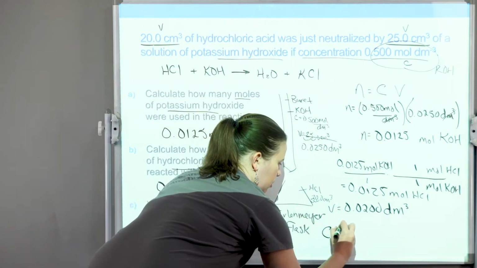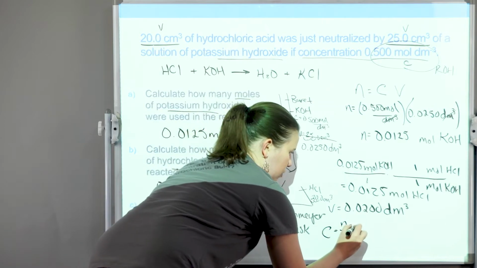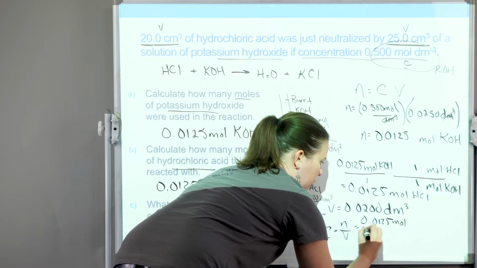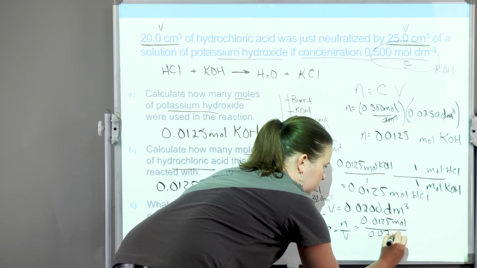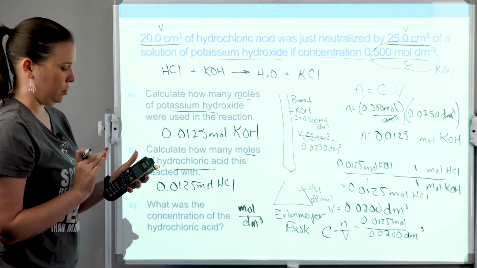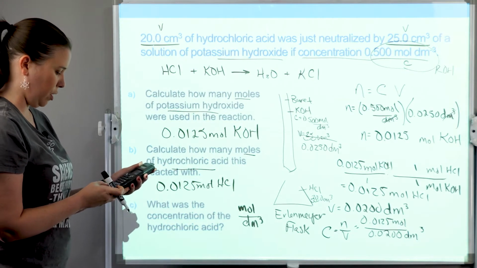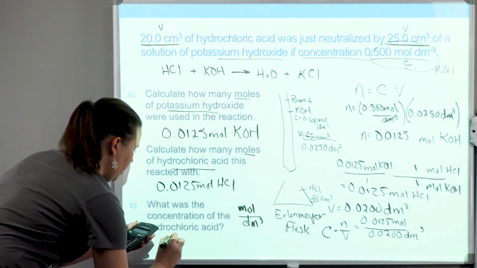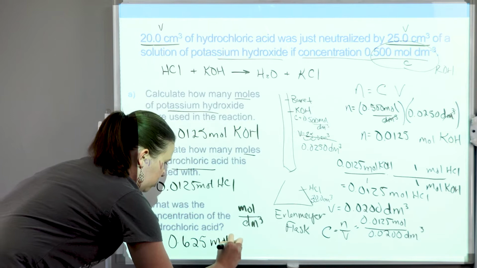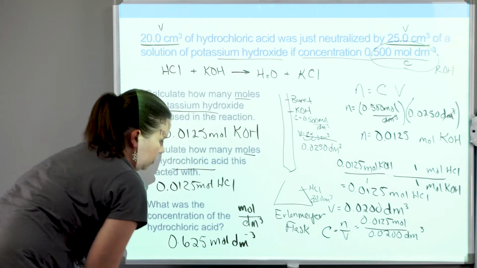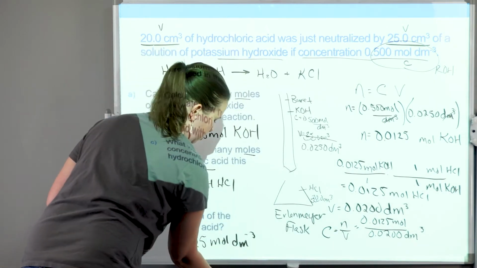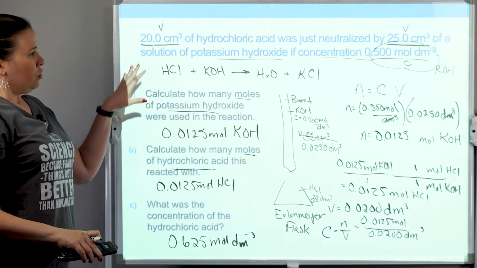So the concentration is moles divided by volume with the right units, right? So on top I've got the 0.0125 moles, and on bottom the 0.0200 decimeters cubed. So I've got my 0.0125 in the calculator. Now I'm going to just divide by 0.02. And I get 0.625 mole dm to the -3, which would be the preferred way to show the moles per decimeter cubed as a final answer.